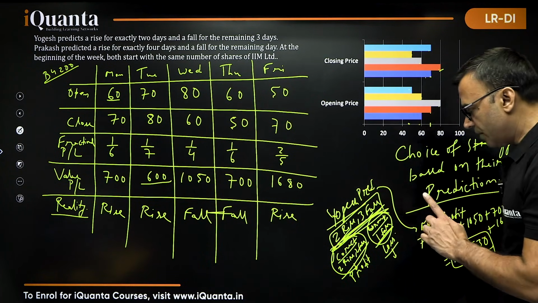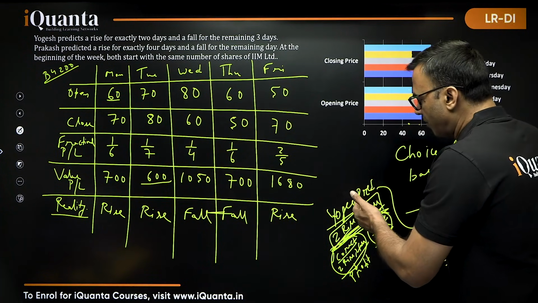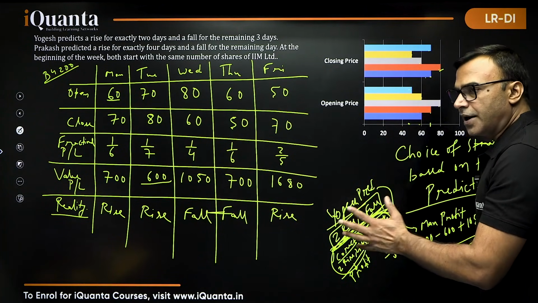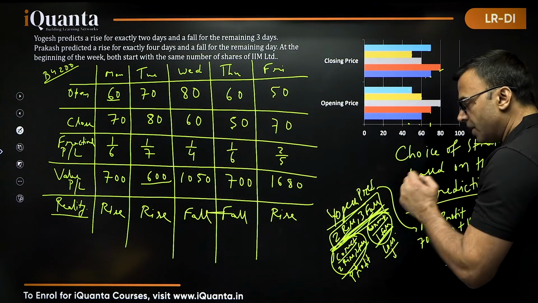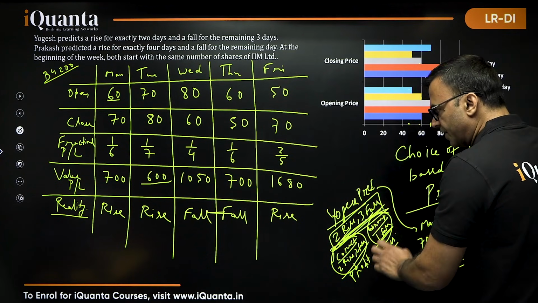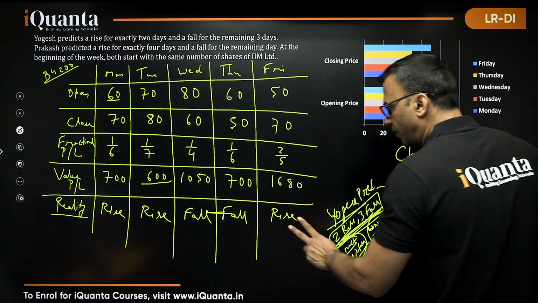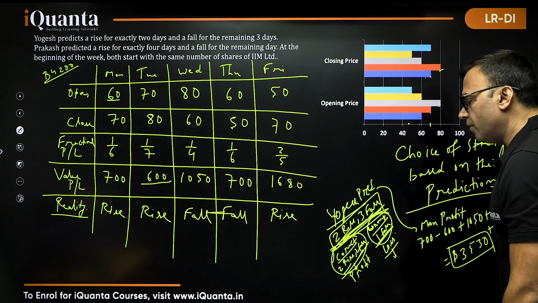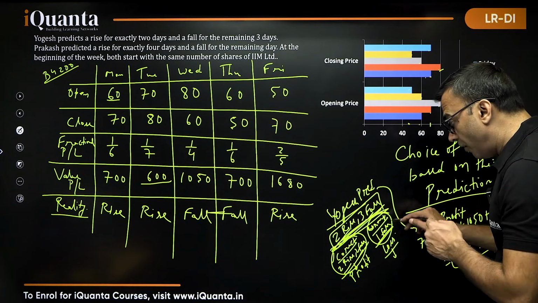Remember, I'll just repeat one part here. When will he get maximum profit? He'll get maximum profit when most of his predictions are correct. Ideally, all predictions should be correct. But here, because he has predicted 2 rise and 3 fall, in reality, there are 3 rise and 2 fall. So the maximum that he can put correct is 2 rise and 2 fall. 1 fall would be wrong. So this fall is wrong.